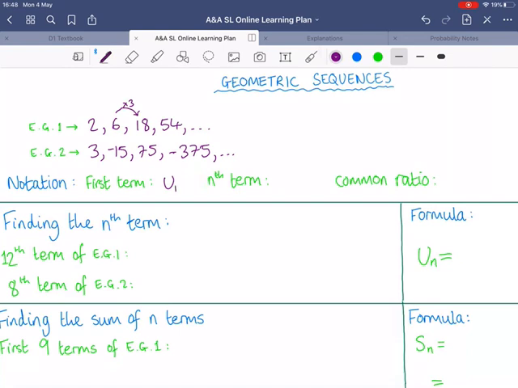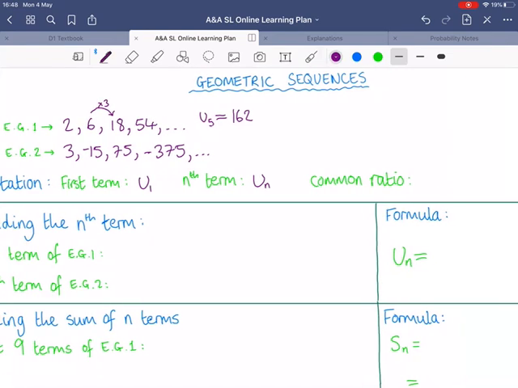Okay, so some notation. Again, just like before with arithmetic sequences, the first term is just denoted with a U1, the nth term is Un, which for example means that I could say that U5 in this first example is 162, because the fifth term is 162. n just tells us what position in the sequence your term is.